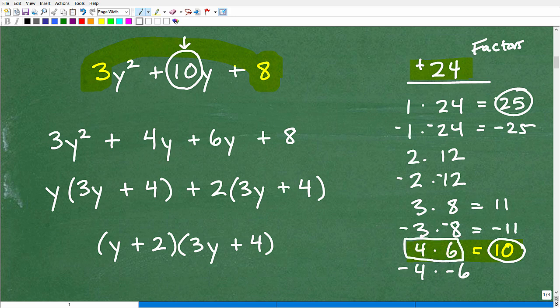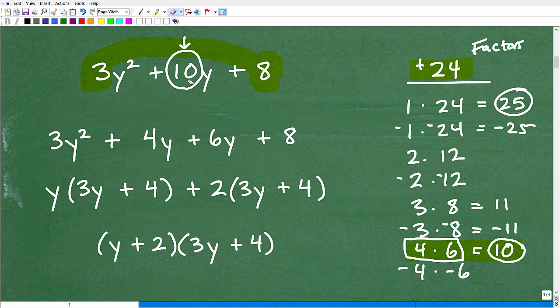Now, let's suppose that you list all the factors down and there isn't any number that matches that middle number. Well, what does that mean? Well, that means that the trinomial is prime. It cannot be factored, okay? All right, so what do we do now?